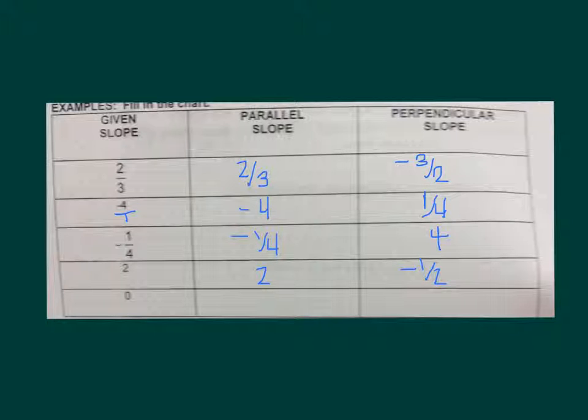If your given slope is 0, your parallel slope will be 0 as well. Those would both be horizontal lines. Your perpendicular slope would be a vertical line. And we know that vertical lines have a slope that is undefined.